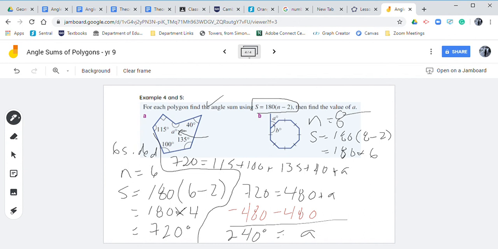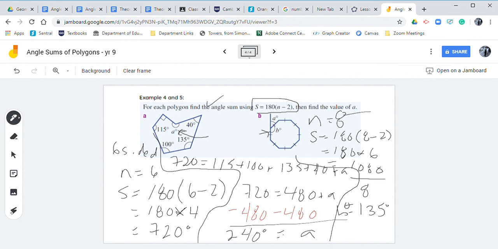180 times 6 equals 1080. So now that's my total angle sum. And because this is a regular octagon, because it shows that I have all the same length sides with those little tick marks, I know I can just divide by 8, which is the total number of angles, to get my angle total being 135 degrees. So that angle right here, angle B, is 135. So that's what B is.